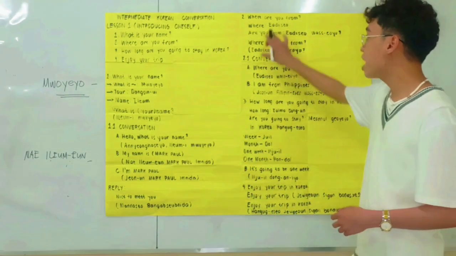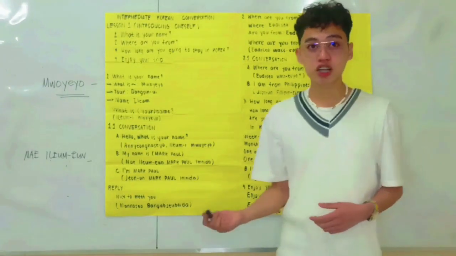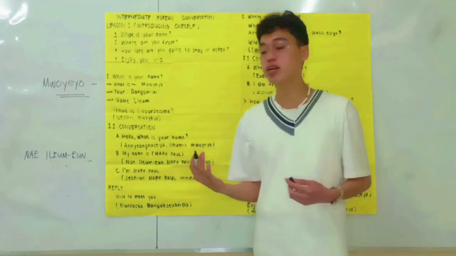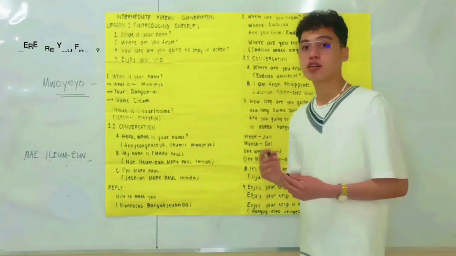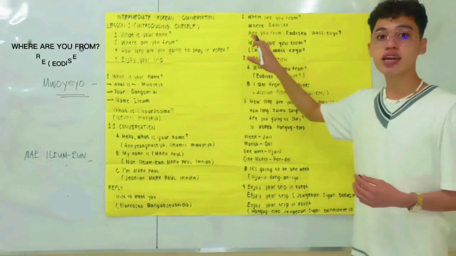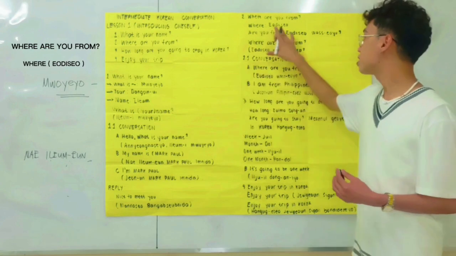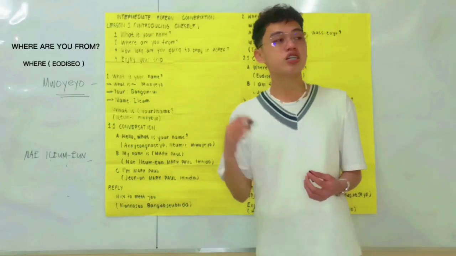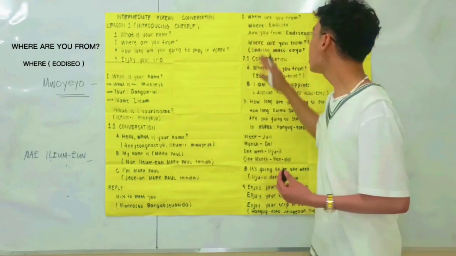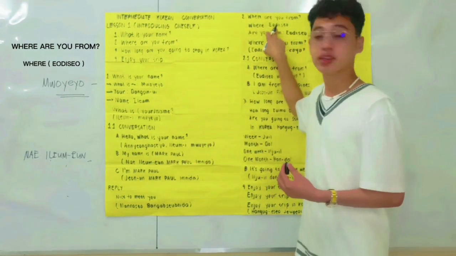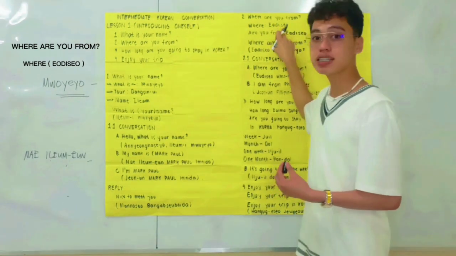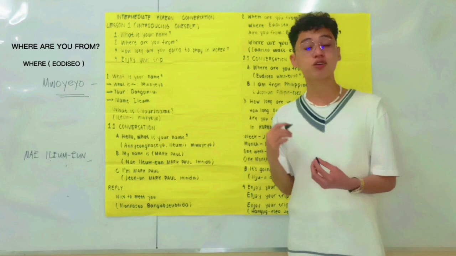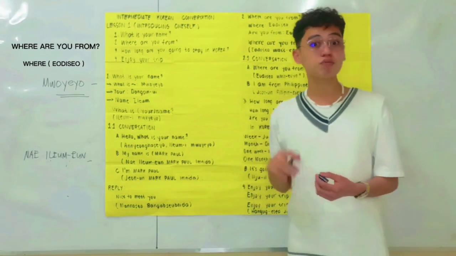So now let's move on to the second. Where are you from? This is the second question commonly asked when you meet someone for the first time. So let's define first the where. It's Eodi-seo. I hope you have your notes and pen with you, so can you write what I'm saying here? The spelling is E-O-D-I-S-E-O. So where is Eodiseo in Korean. Now, are you from? Next, from where? Are you from?